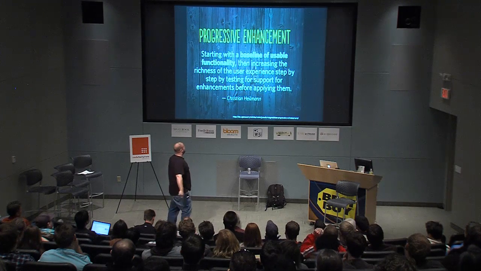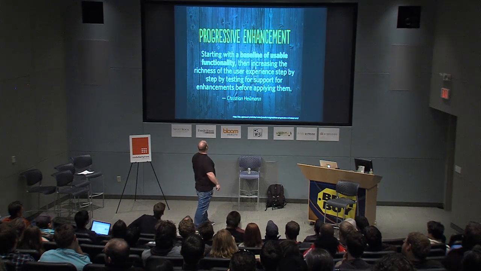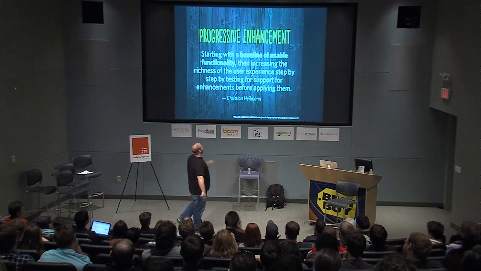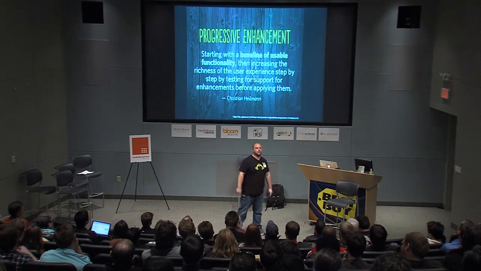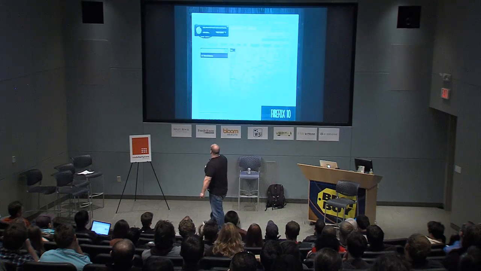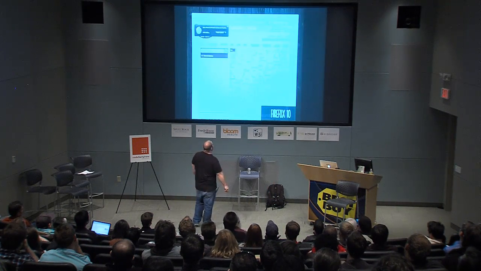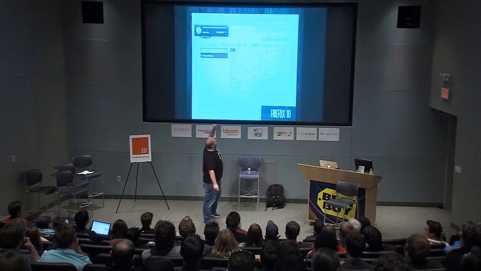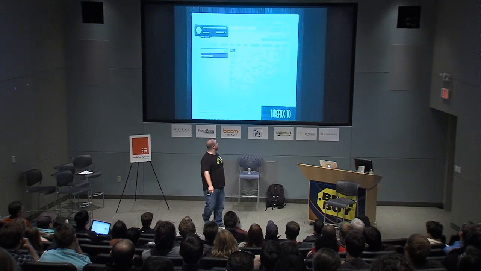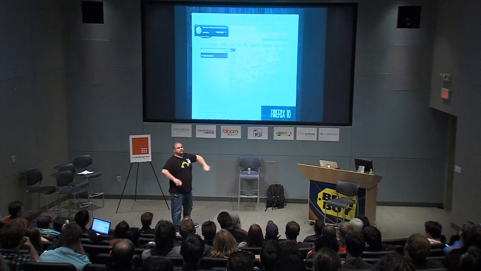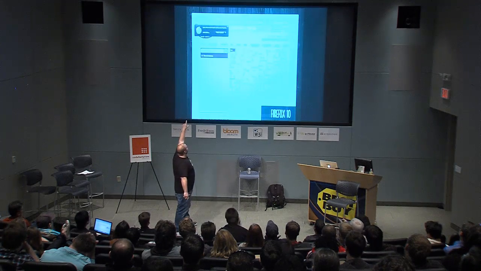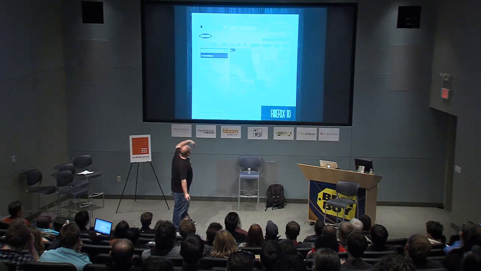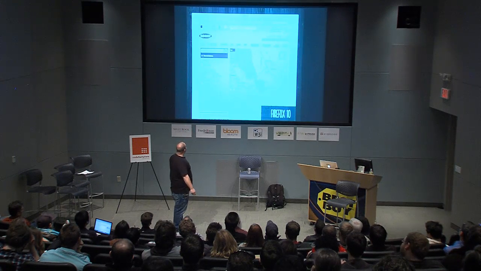This is a quote by Christian Heilmann, who was at Opera at the time and is now at Mozilla: starting with a baseline of usable functionality, then increasing the richness of the user experience by testing for support and then applying it. Here's an example of that. OldNavy.com. You go to OldNavy.com and want to search for an Old Navy near you. There's this map over here, and you can write your address in there, and it will show you where the stores are. That's a baseline of decent functionality. If you're visiting with Firefox 10, it will ask you to share your location. You click that button, it figures out where you live, and then you can click a button again, and it will show you Old Navys near you.